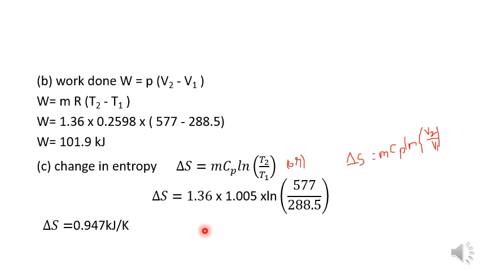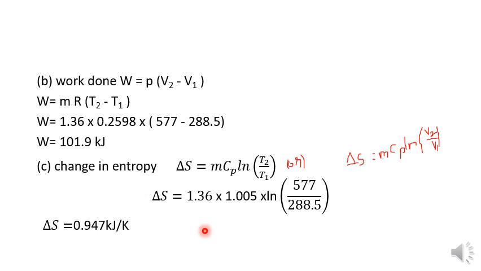First write the given data and calculate the R value by using R is equal to Ru by M. You have to remember that the universal gas constant value is 8.314 and the molecular weight of oxygen is 32. So from that we will get the R value. In the constant pressure process, the temperature is directly proportional to the volume. So T2 by T1 is equal to V2 by V1. From there, we can find the final temperature. After finding the final temperature, we move on to the next part.